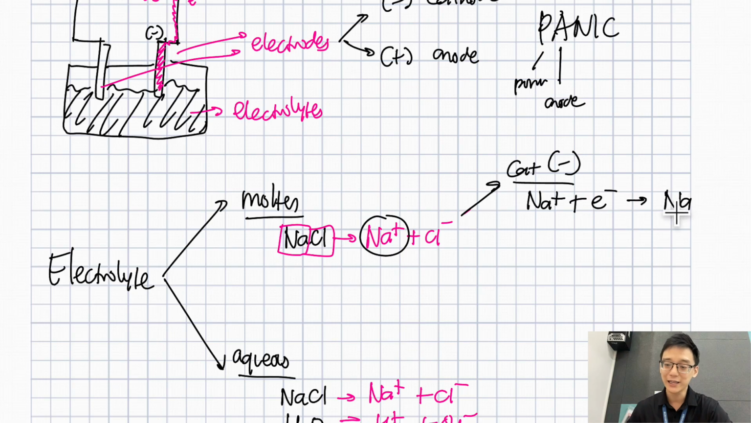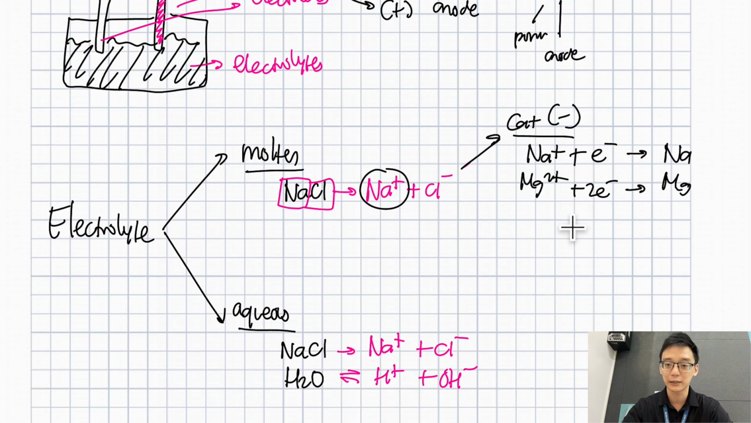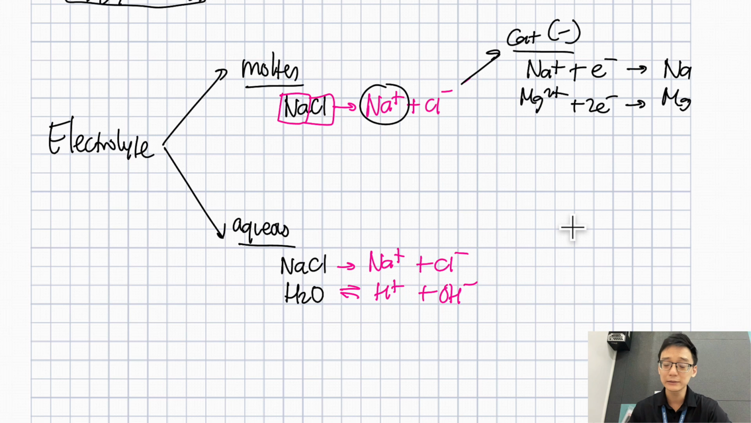Why do we only write Na? Because metals are monoatomic. So we don't write Na2, we just write Na. What if it's another metal like magnesium, 2+? Then we add 2 electrons, because in order to form a stable metal, we need 2 electrons. So for the cathode, it will always be the metal in molten electrolytes, while for the anode, this is positive.